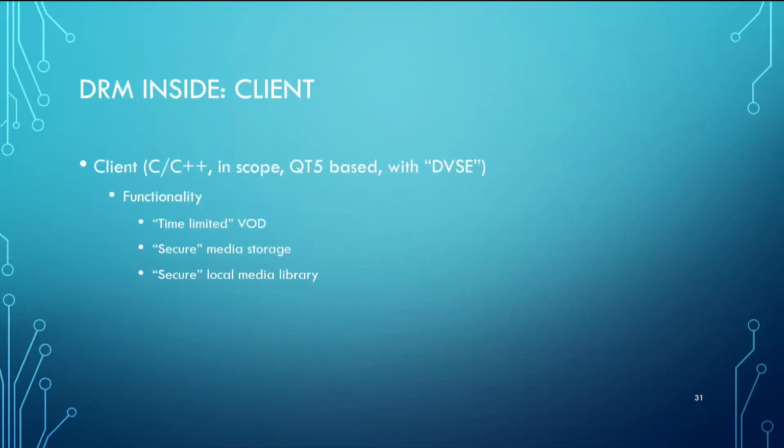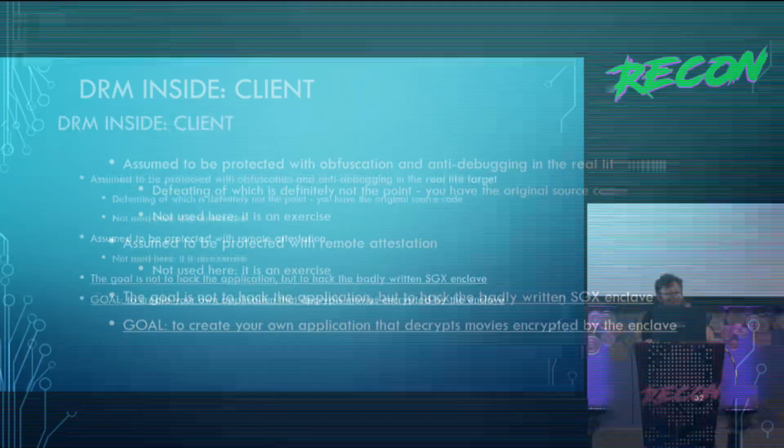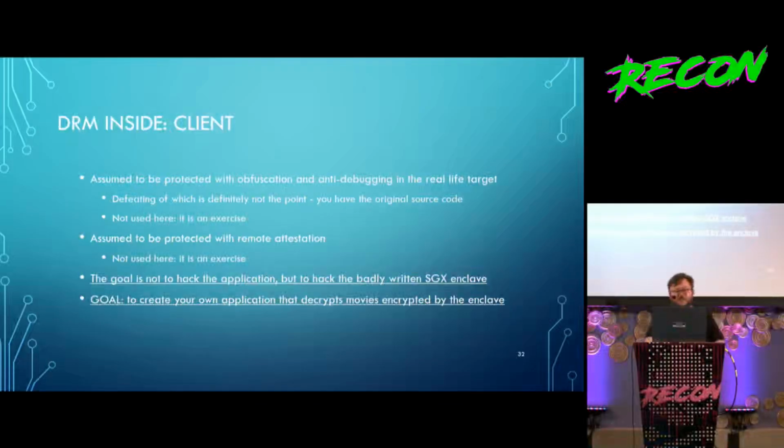So the application consists of a client, a server, and the evil DRM. The evil DRM includes time-limited video on demand, secure media storage, and a secure local library. Secure, you see the quotes. In real life, this kind of application would be protected with obfuscation, remote attestation, and asset fixing and trusted path. I decided to leave application protection out of scope. Defeating it is not the point.